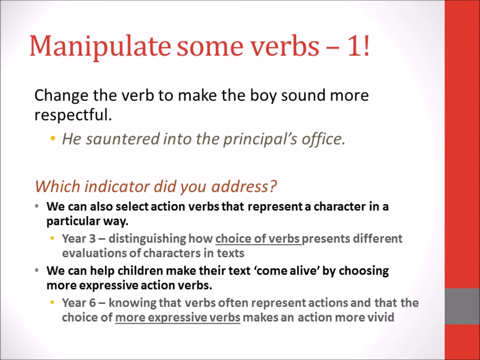Okay, let's say that you're giving this activity to your students. You have the sentence, "He sauntered into the principal's office." And what you ask them to do is to change the verb to make the boy sound more respectful. Sauntering isn't really showing a particularly respectful kind of walk. So what you're asking the students to do is to change the way that they view the character. So which indicator do you think that activity is addressing? Are you asking them to select a choice of verb that presents different evaluations of characters in texts?